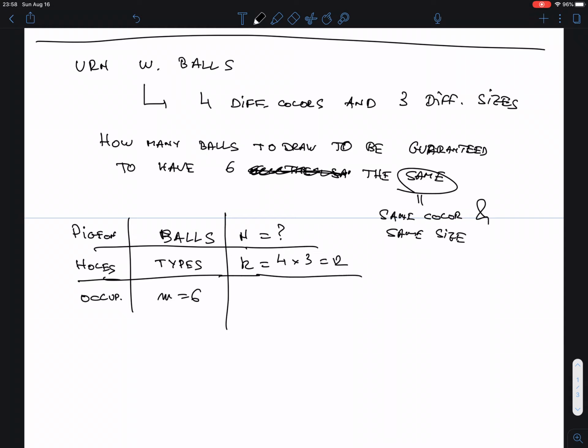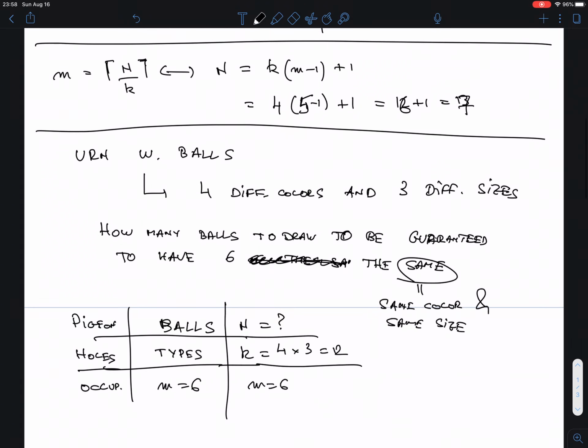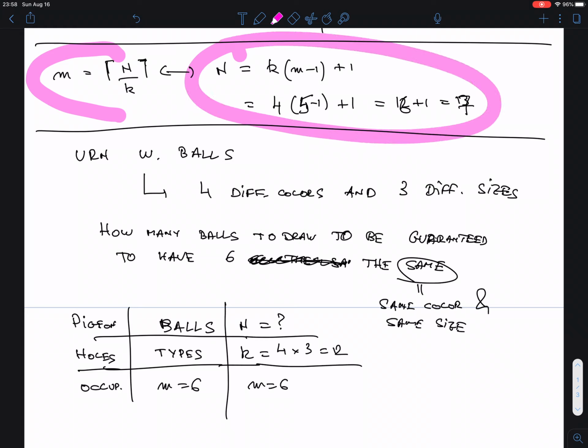Okay? And so this, as we already said, f is 6, so we can use our previous formula here. So we see that n is equal to k, which is 12, times 6 minus 1, that is 5, plus 1, that is 61. So 61 balls, if I draw them, then I'm guaranteed.